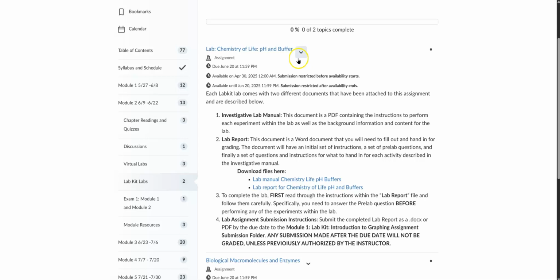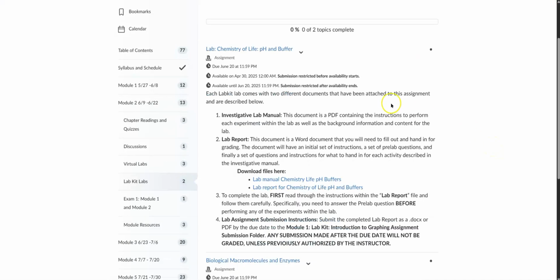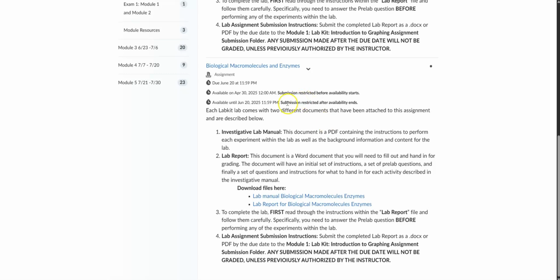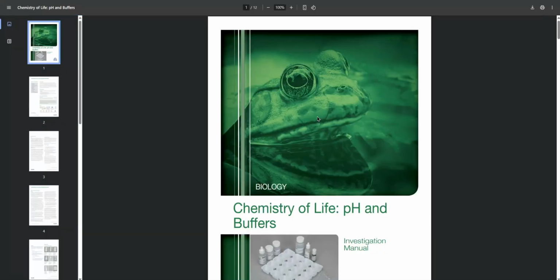So lab kit labs are different than the virtual labs. The lab kit labs, you are actually performing experiments. In most cases, you're going to be performing multiple experiments a week. You will not want to save these until like the day before because they can be very time intensive. So the first two labs that you have are this one about pH and buffers, and the second one is about macromolecules and enzymes. So we're going to look at the lab manual for the pH first.